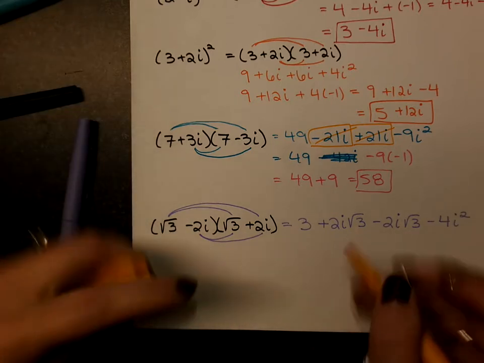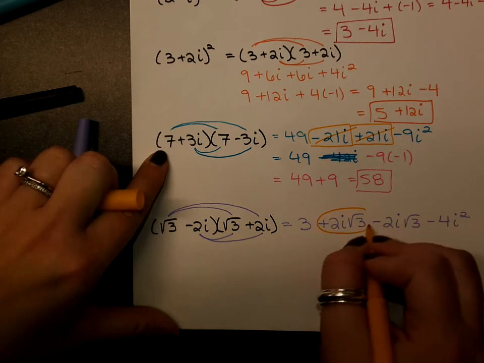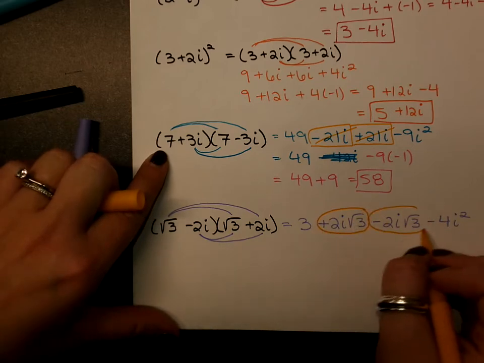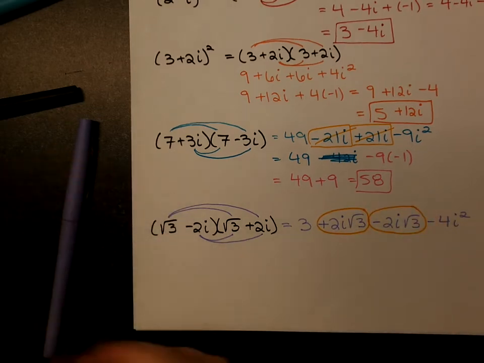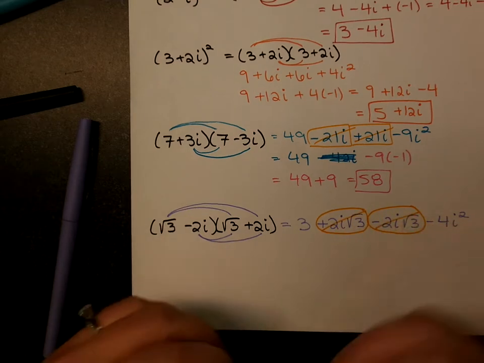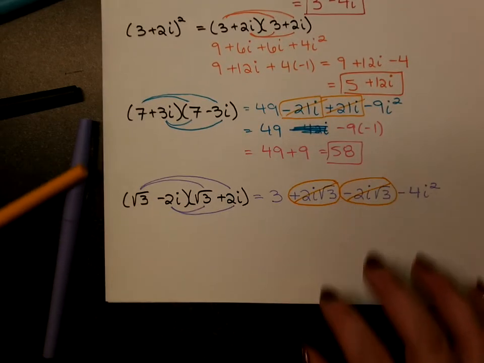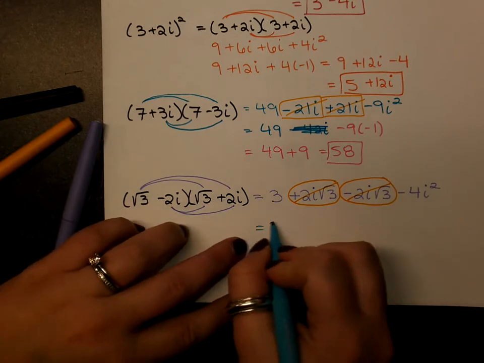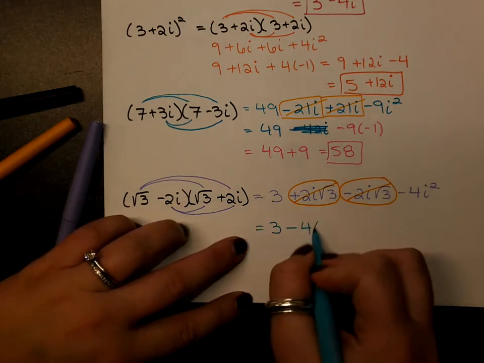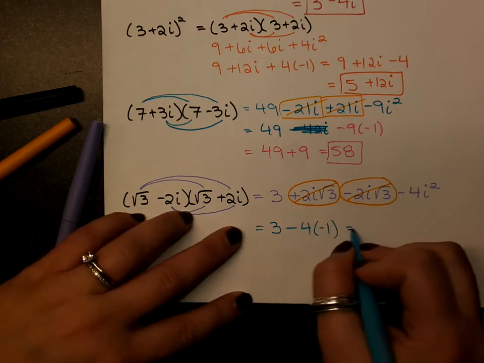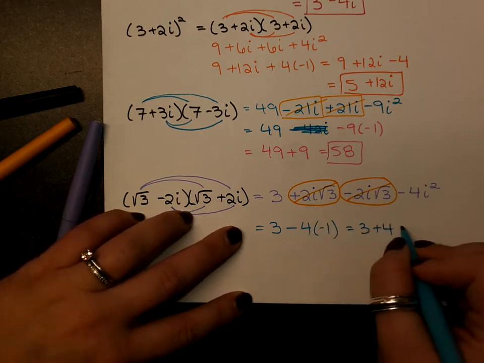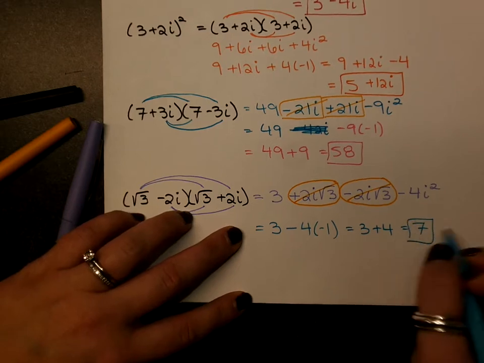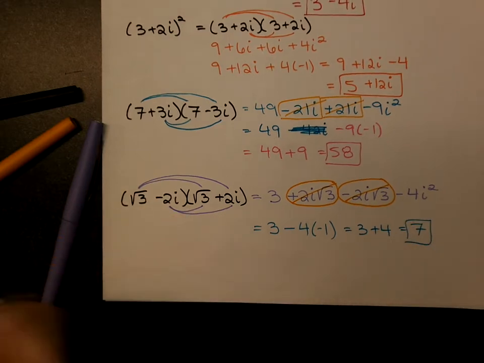Now look what happens. The positive 2i radical 3 and the negative 2i radical 3 go away, which is quite nice. Gone. That's what happens when you have a conjugate. Those middle terms cancel. So what we're left with is 3 minus 4, and then i squared is negative 1. This becomes 3 plus 4, and it's just 7. No longer radicals, no longer imaginary. And that comes in very handy for dividing.